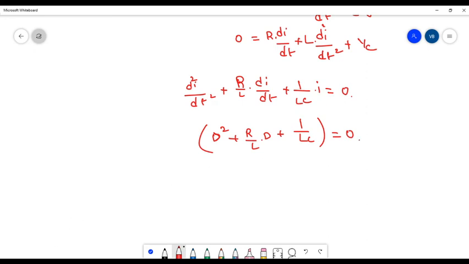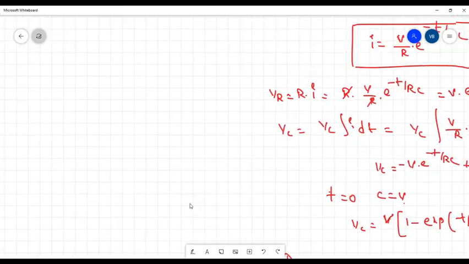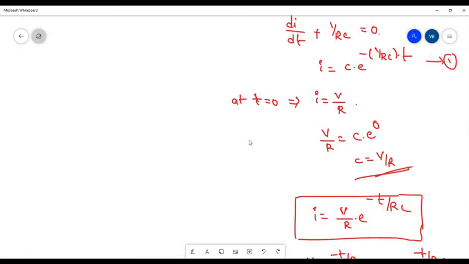Okay, so can you calculate the roots? Yes. Calculate the roots: d1, d2 equals minus R by 2L plus or minus the square root of (R by 2L) whole square minus 1 by LC, in the format of b square minus 4ac by 2a. Here you can get different responses for this equation, depending on whether the value under the root is greater than, equal to, or less than zero. So those three types of graphs you will get. Like this you are going to calculate the DC responses of RL, RC and RLC.